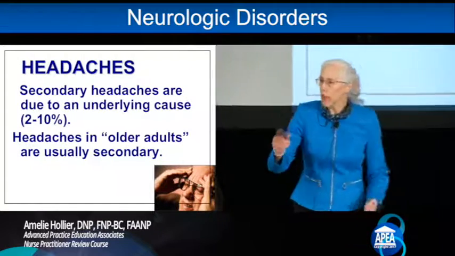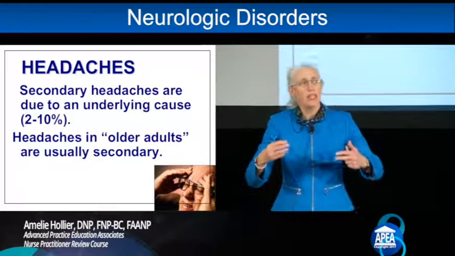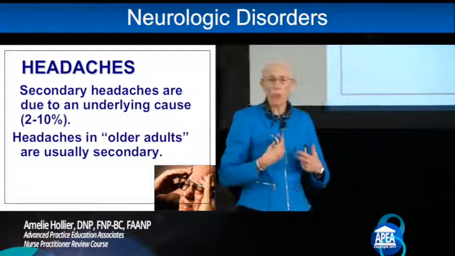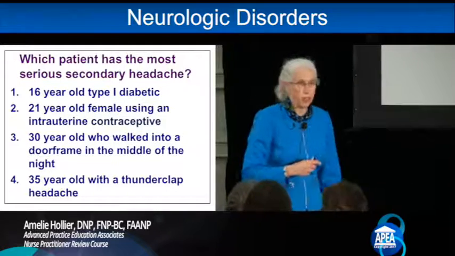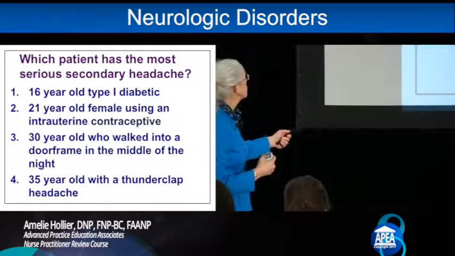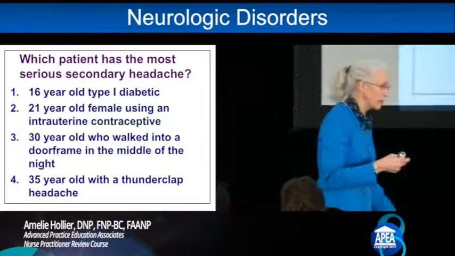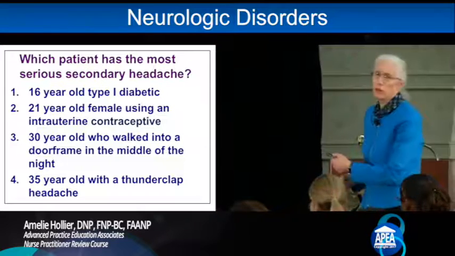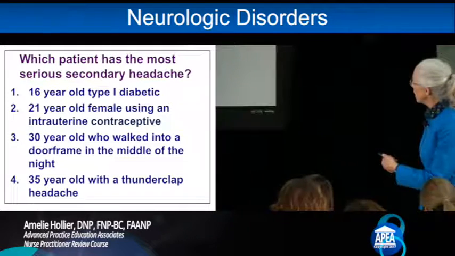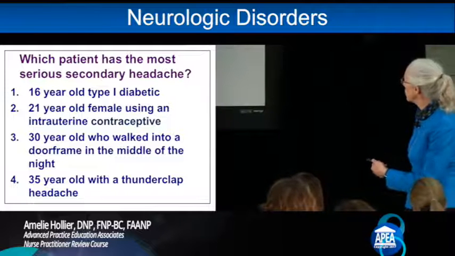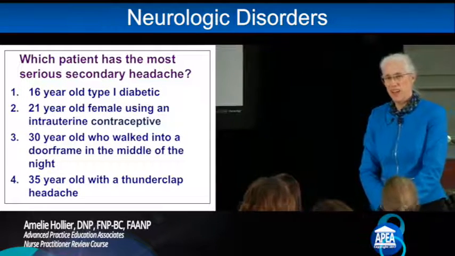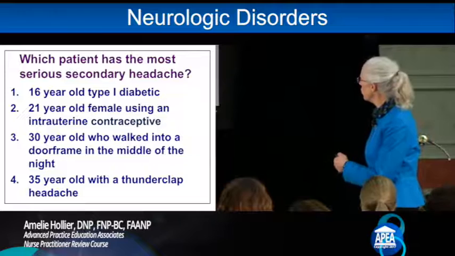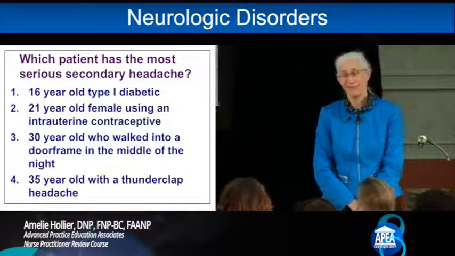Unfortunately, when an older patient has a presentation of a new onset headache, it is almost always secondary, which makes us worry a lot. Look at this question. Which patient has the most serious secondary headache? Well, these are never good headaches, but the one I'm worried about the most is not the 16-year-old type 1 diabetic with a headache. Number 2, the 21-year-old female using an intrauterine contraceptive. No. I don't like that one, but I'm going to see what else. The 30-year-old who walked into the door frame in the middle of the night. They probably have a headache.